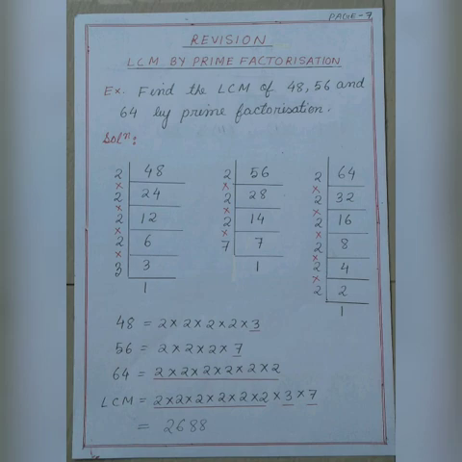In the same way, 56, if I divide by 2, I get 28. Again 28 is divisible by 2, I get 14. 14 is divisible by 2, I get 7. 7 is divisible by 7, I get 1.